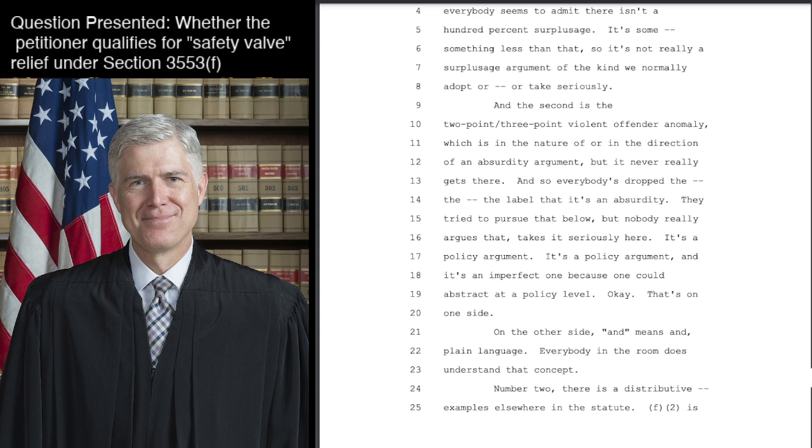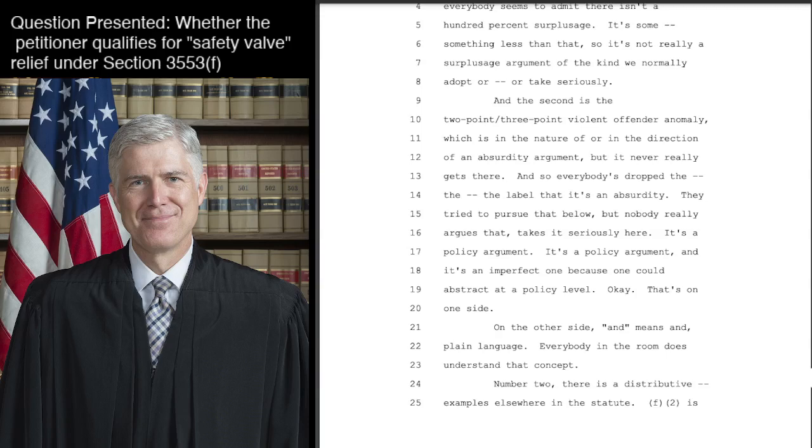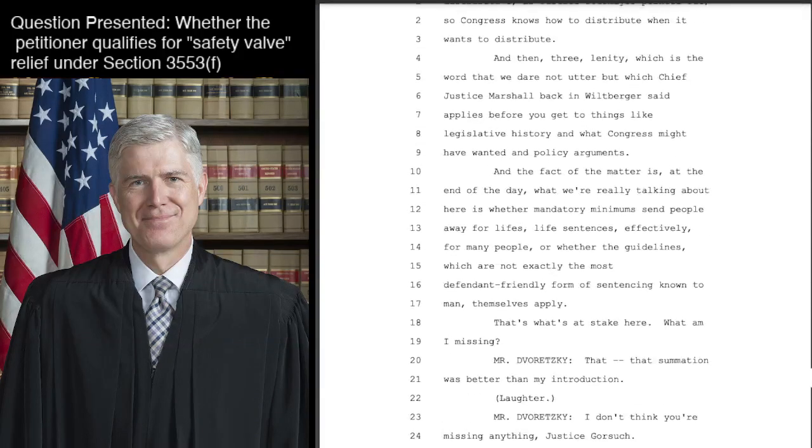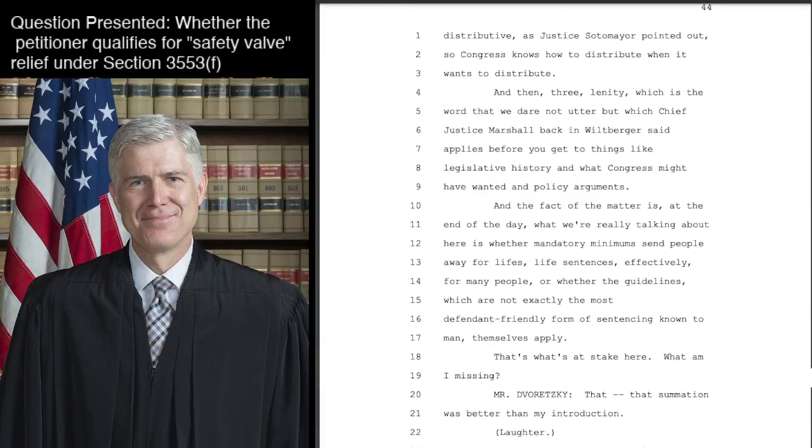Okay, that's on one side. On the other side, and means and. Plain language. Everybody in the room does understand that concept. Number two, there is a distributive examples elsewhere in the statute. F2 is distributive, as Justice Sotomayor pointed out. So Congress knows how to distribute what it wants to distribute. And then three, lenity, which is the word that we dare not utter, but which Chief Justice Marshall back in Wiltberger said applies before you get to things like legislative history and what Congress might have wanted and policy arguments.